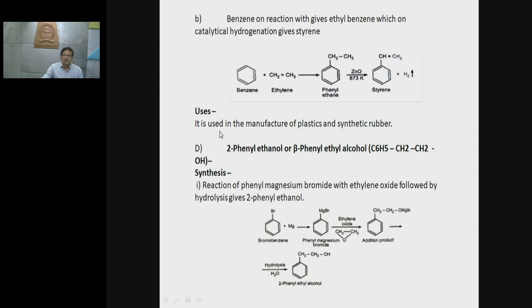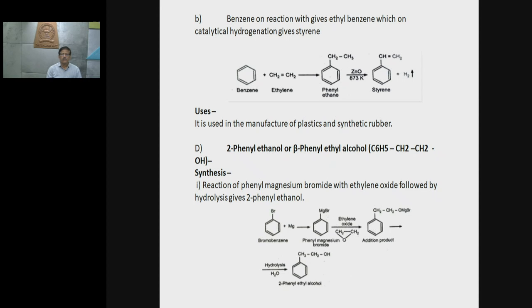It is used in the manufacture of plastics and synthetic rubbers. So many plastic varieties, hard or soft plastics, hard or soft rubbers. Good quality rubber is produced by using this styrene, because natural rubber has some defective characteristics. So by removing these characteristics, a good quality synthetic rubber is prepared from styrene, that is Buna-N and Buna-S. These are the synthetic rubbers which are prepared by using styrene.